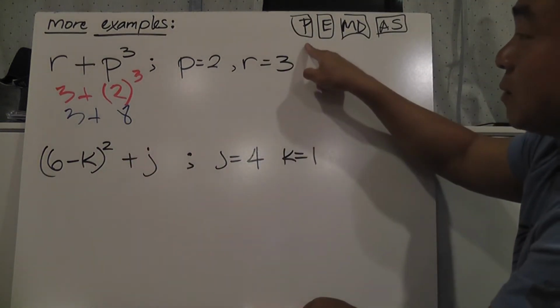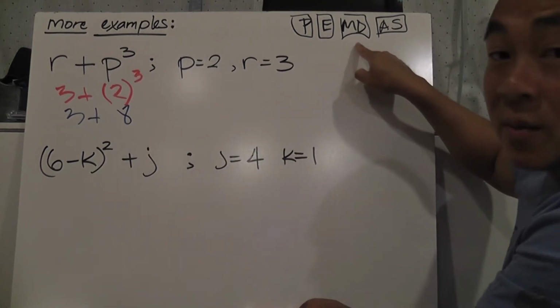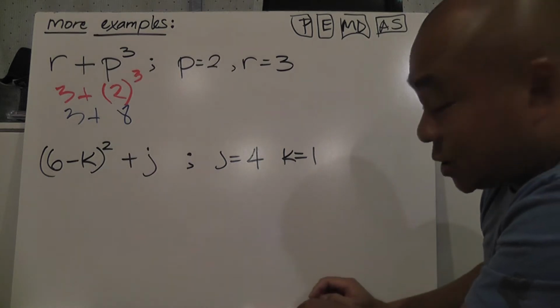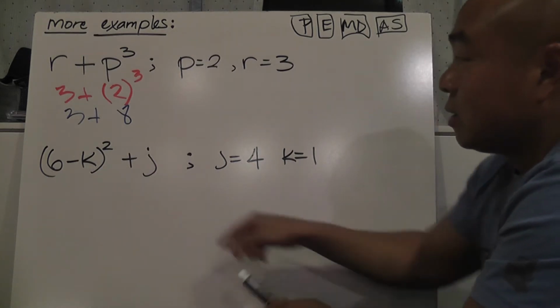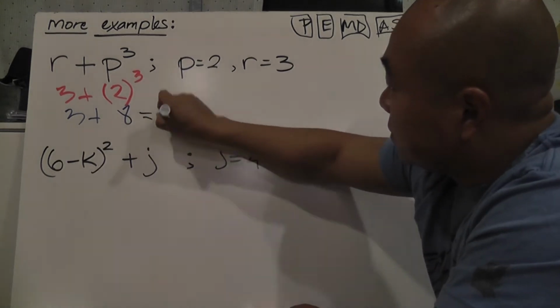Now let's go ahead and look again. No parentheses. We're done with our exponents. I don't see any multiplication or division, but I do see an addition. So that's our final step right here. 3 plus 8. That's going to give us 11.